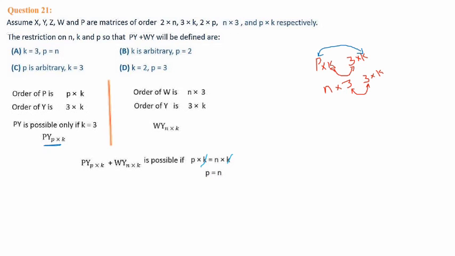When you check the options, P is equal to n is here and K is equal to 3. We have got K is equal to 3 before. So the option is this one. The correct option is A, option A.